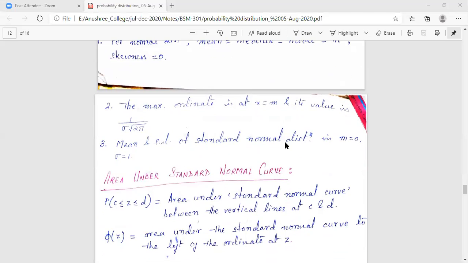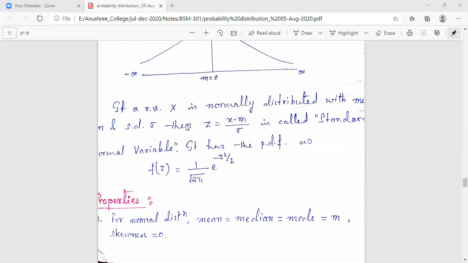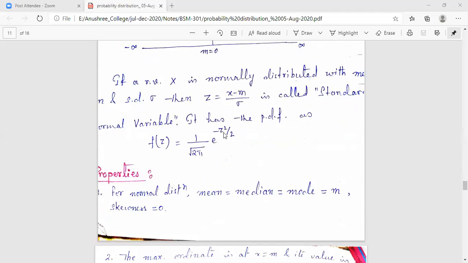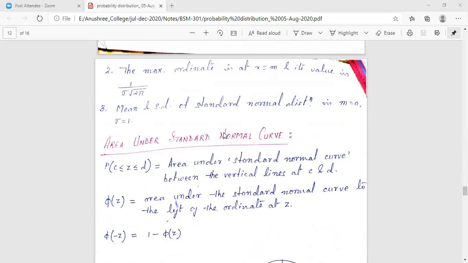Okay, and for standard normal distribution, whichever we have taken over here in terms of z, for this standard normal distribution, the mean value will always be equal to 0, and the standard deviation value will always be equal to 1. So for standard normal distribution, mean small m equals 0 and standard deviation equals 1. Okay, so this is the standard normal distribution, or you can say the standard normal variable.